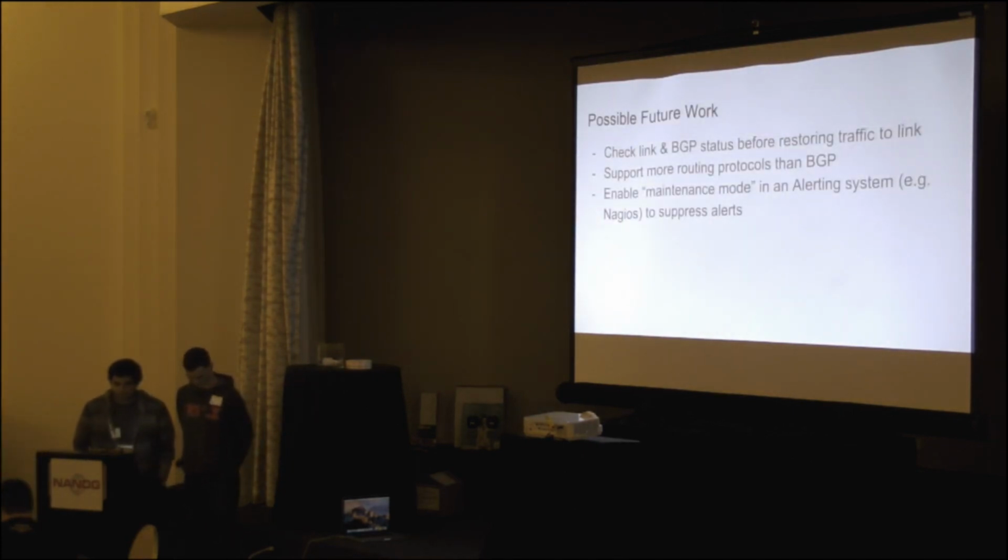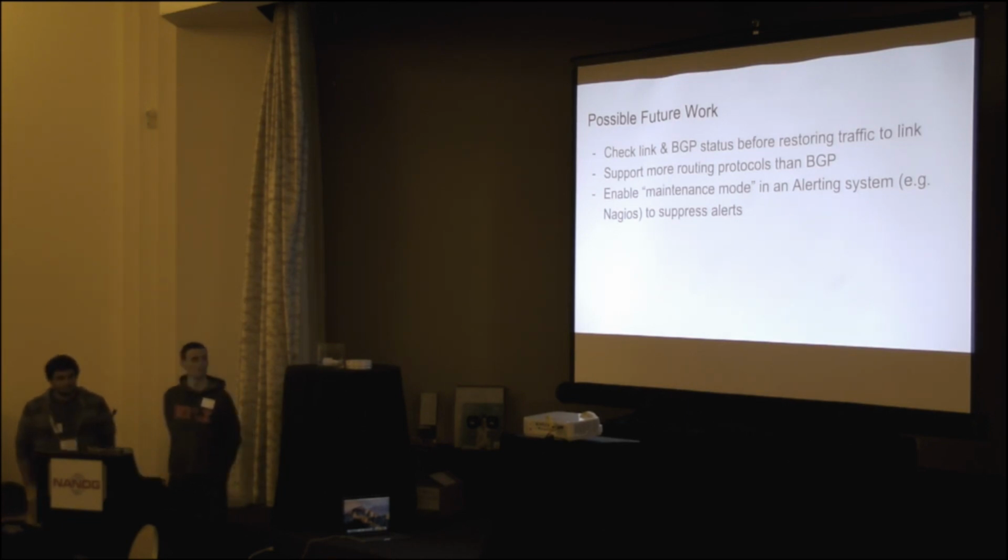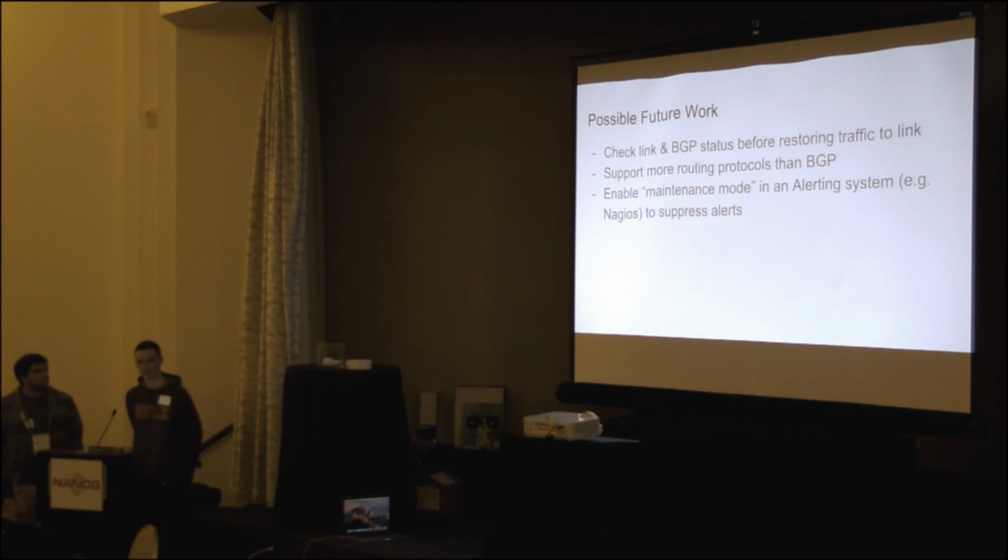So the future work is to check the link and BGP status before restoring traffic to the link, support more routing protocols than BGP, and enable maintenance mode in an alerting system, an example like Nagios, to suppress alerts. So just some other things other people have mentioned, ISIS or OSPF, or however you're managing traffic on your network. There's plenty of other options for moving things around.